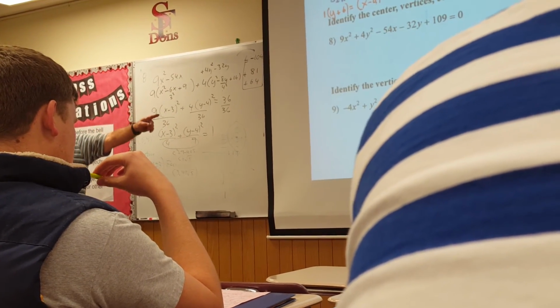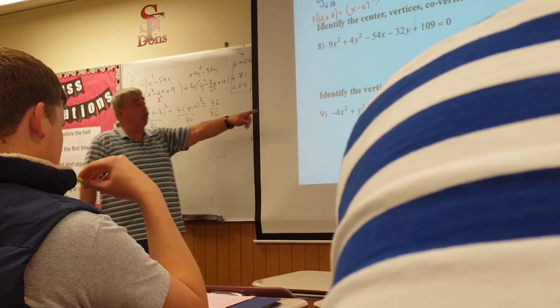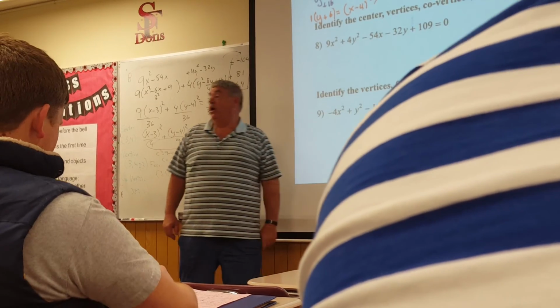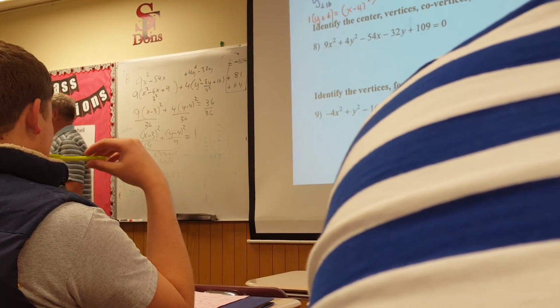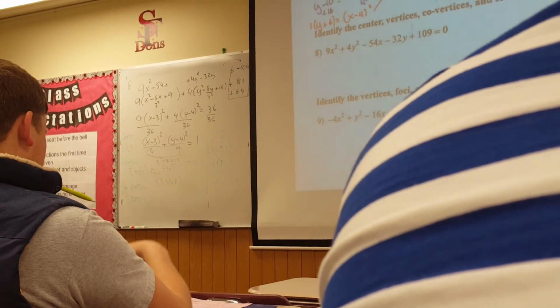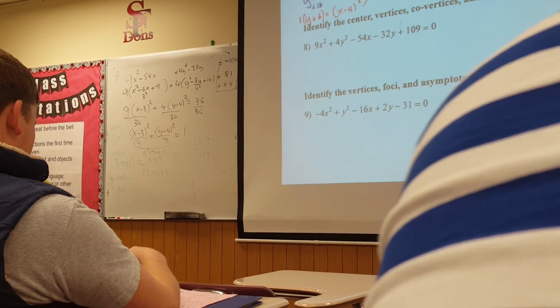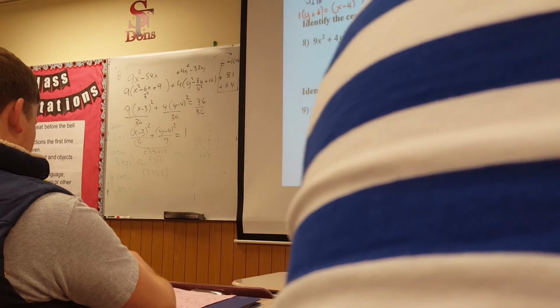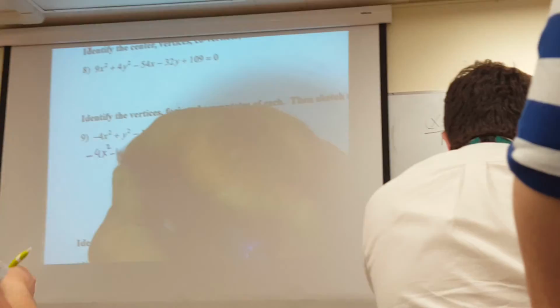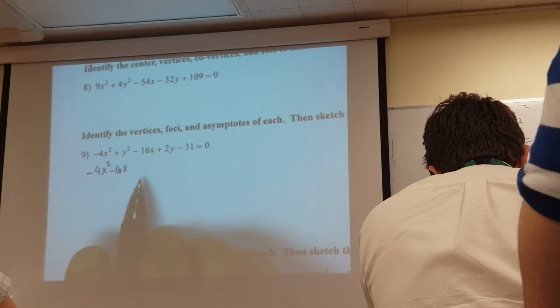Okay, now, number 9, we got asymptotes. So this is gonna be a hyperbola because we got a negative x squared now, okay? So number 9. Okay, so get the x's and y's together. So this is negative 4x squared minus 16x. Leave a space.